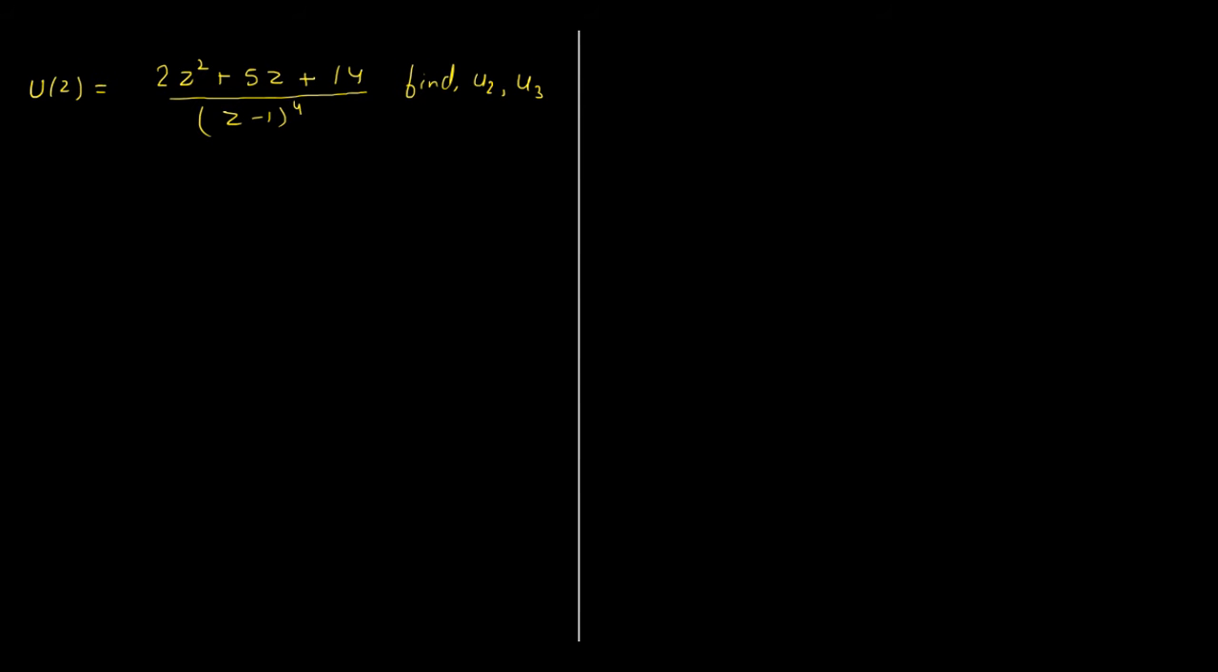We have a problem. U(z) is equal to (2z² + 5z + 14) upon (z − 1)⁴. We have to calculate the value of u2 and u3. So it is a very simple problem, but we need to go step by step. So first, define u2 and u3.